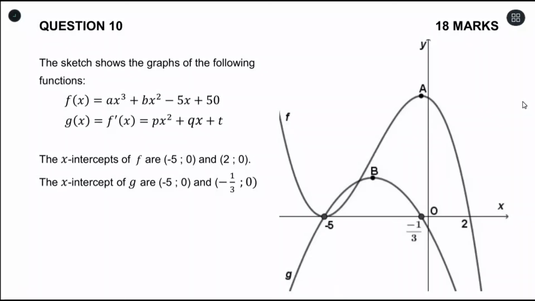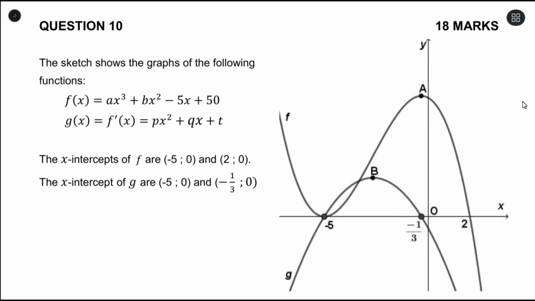Now, the question here says the sketch shows the graph of the following function. We have f(x) being ax cubed plus bx squared minus 5x plus 50. That is the cubic function you see over there. We also have g(x), which is the derivative of f(x), which is px squared plus qx plus t, and that is the negative parabola you also see.